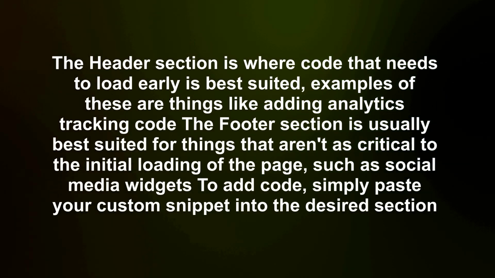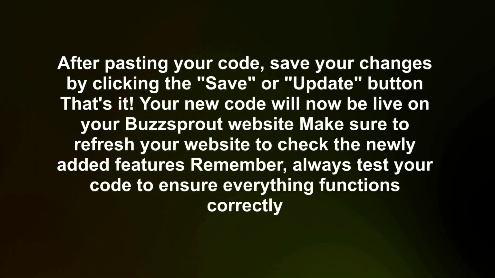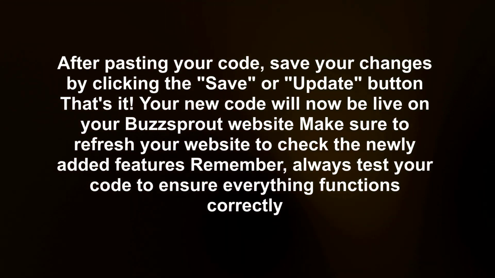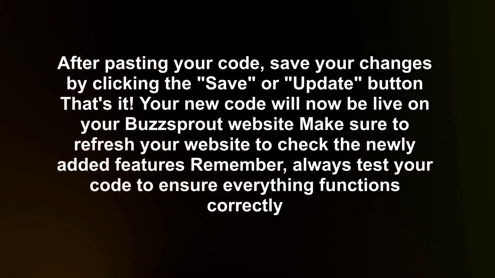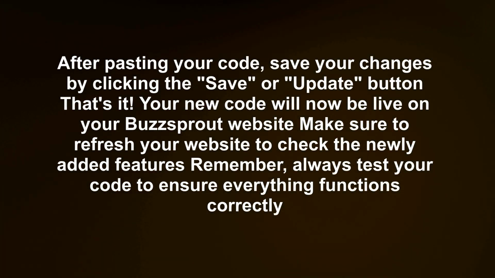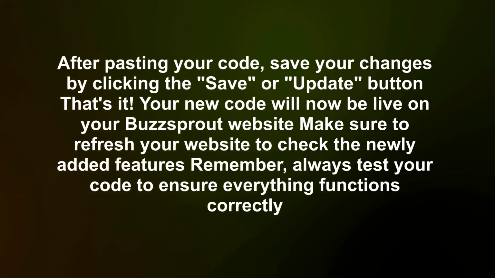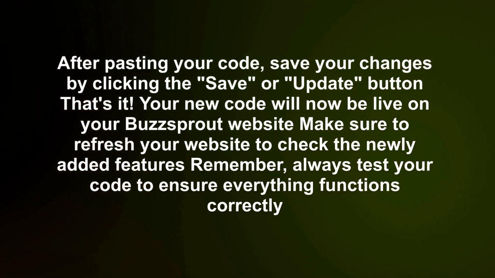To add code, simply paste your custom snippet into the desired section. After pasting your code, save your changes by clicking the Save or Update button. That's it. Your new code will now be live on your Buzzsprout website. Make sure to refresh your website to check the newly added features. Remember, always test your code to ensure everything functions correctly.